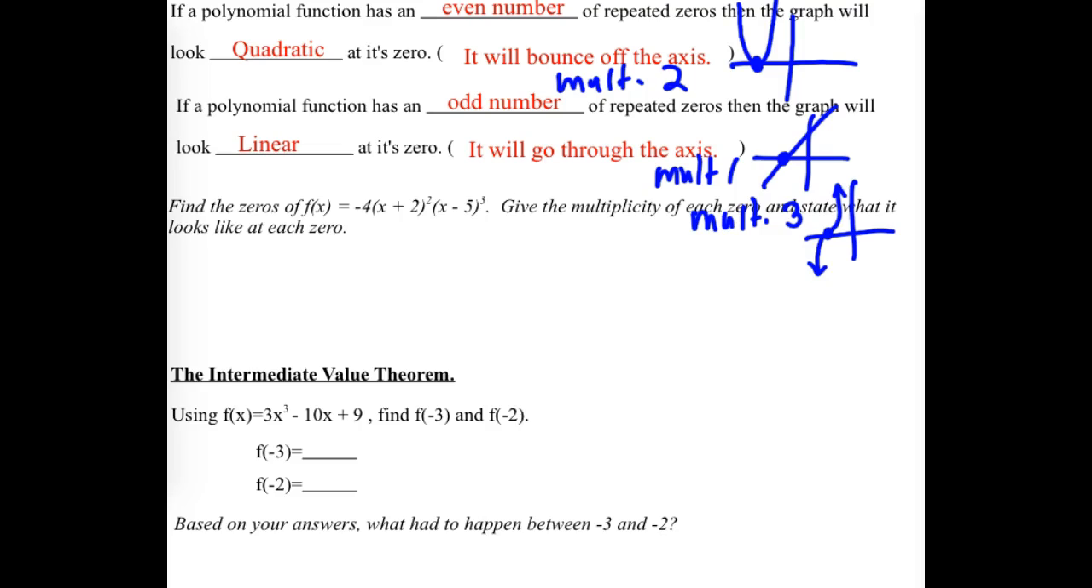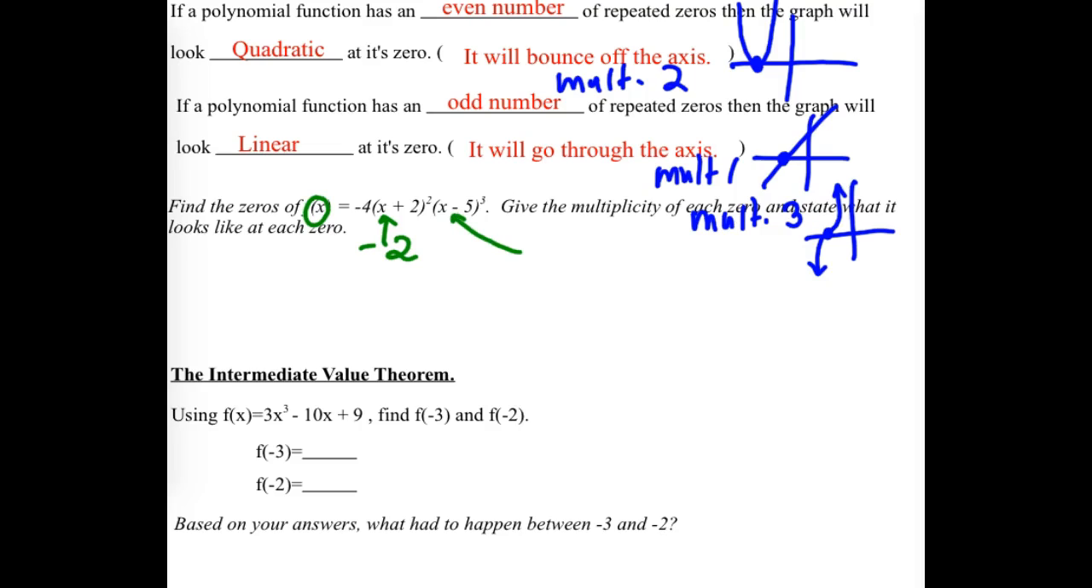Now notice it is factored already for us. And then it says give the multiplicity of each 0 and state what it looks like at that 0. So if I want to figure out what makes this whole thing 0, the negative 4 in front isn't going to do anything. It's a constant. I don't have an x there. I can't turn it into 0.